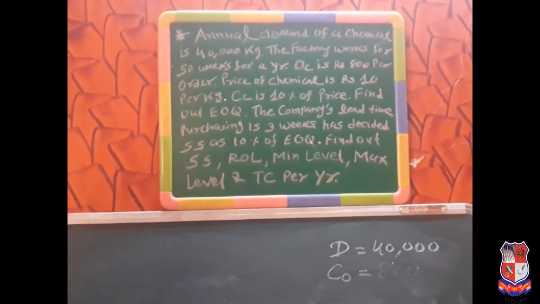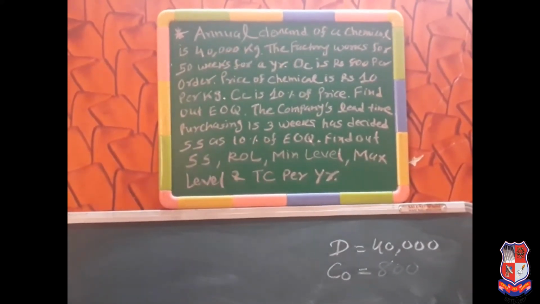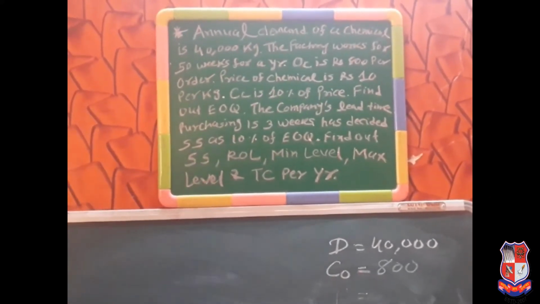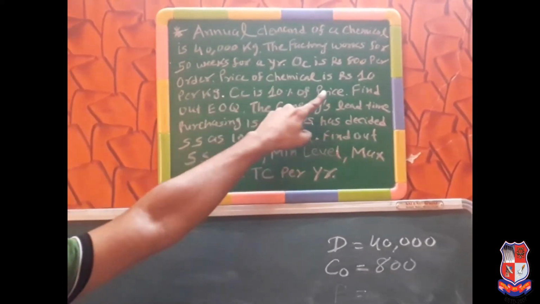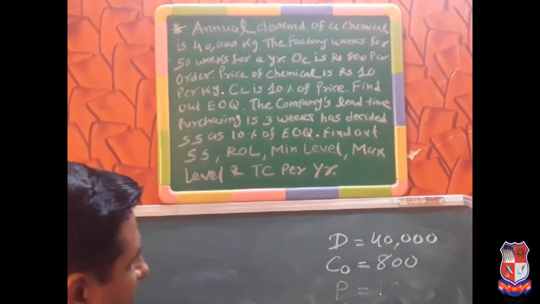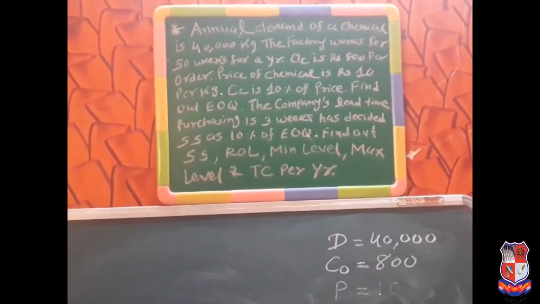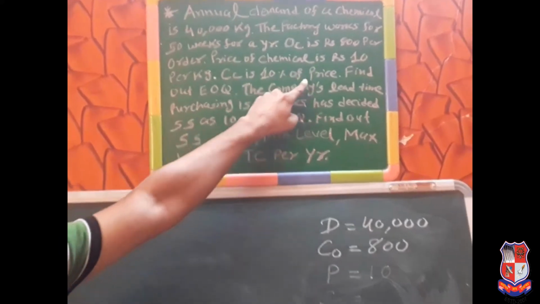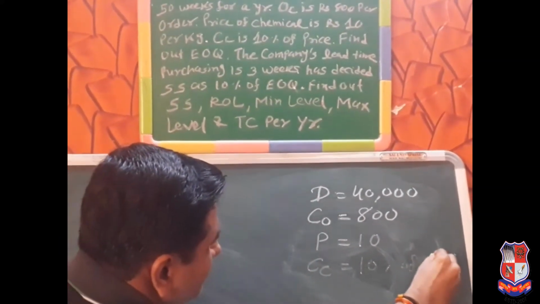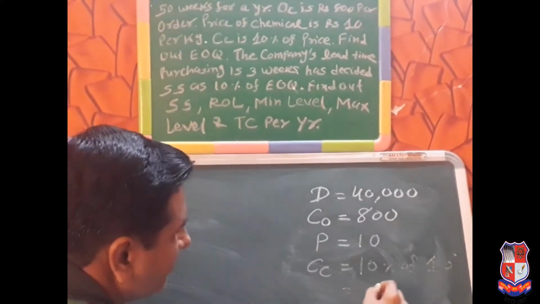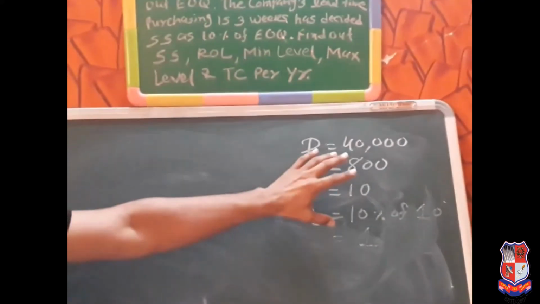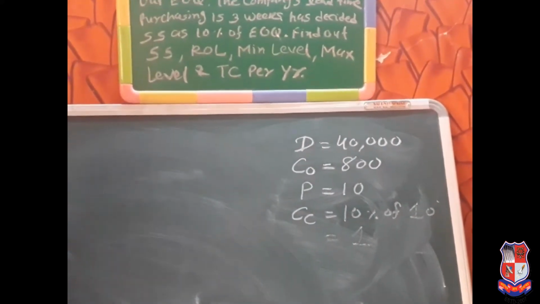Then carrying cost is always calculated on the price. So first you have to write down the price of the chemical, P. Here the price of the chemical is 10 rupees, so your P is 10. Then carrying cost here is 10% of price. So 10% of 10 rupees is equal to 1. Now put all these figures in the equation and find out the EOQ.